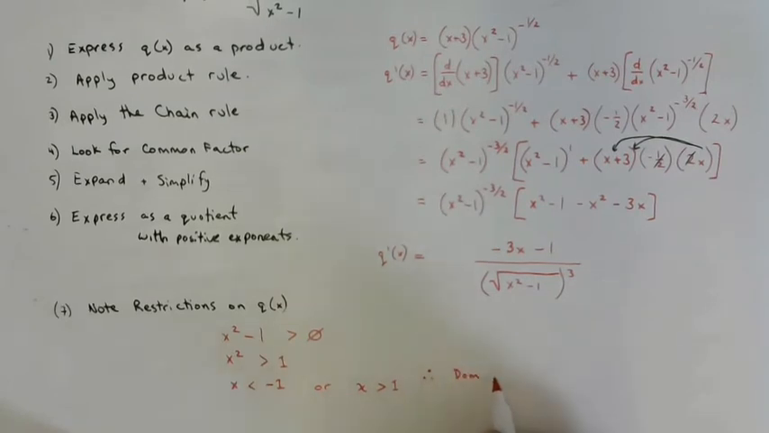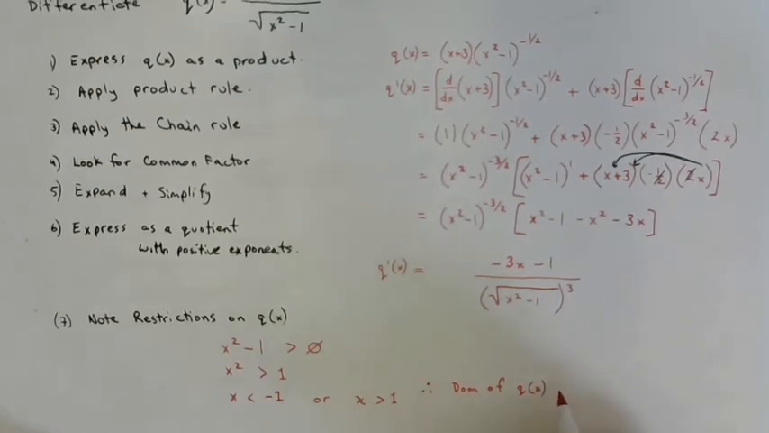So the domain of q of x and q prime of x is x belongs to the set of real numbers such that x must be less than negative 1 or x must be greater than positive 1.